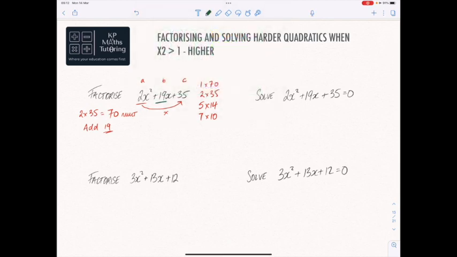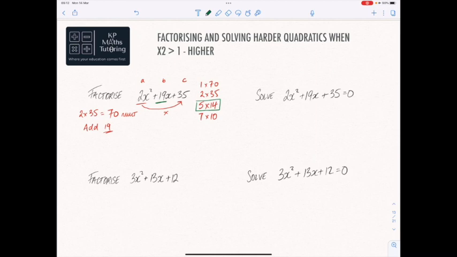So let me just quickly recap what we've done. We've taken our A value, which is a 2, multiplied it by our C value, which is 35, to get 70. So you now need two numbers that add to this middle value still, but multiply now to this 70, not to 35. So I've done my factors of 70 down the side here. And the two numbers have to be 5 and 14, because there's no other way to make 19 out of all those numbers.